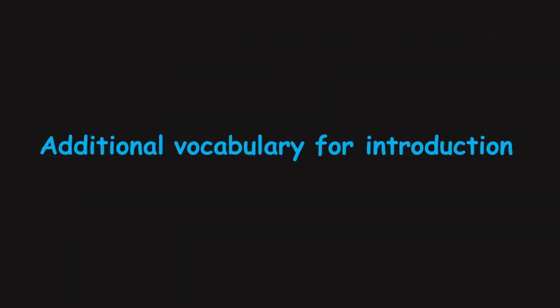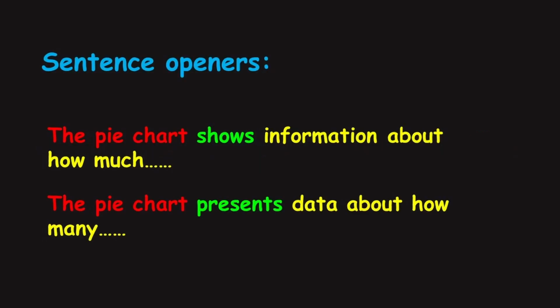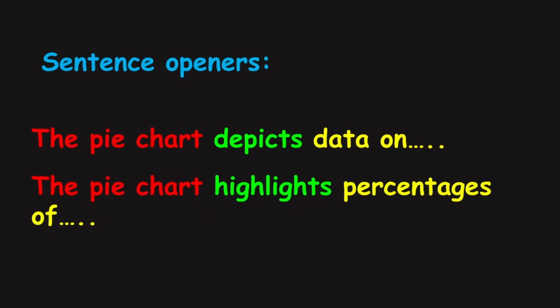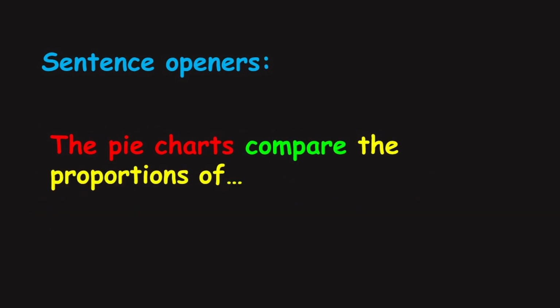Before we start analyzing the example, let us consider some additional vocabulary for introduction writing. I provide some examples of sentence starters. The pie chart shows information about how much. The pie chart presents data about how many. The pie chart depicts data on. The pie chart highlights percentages of. The pie charts compare the proportions of.